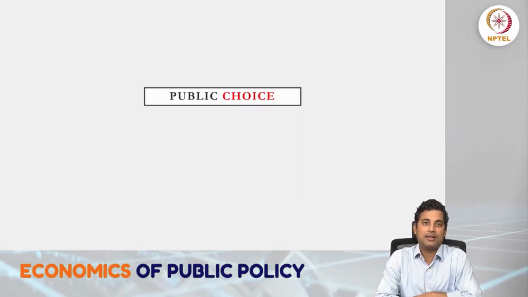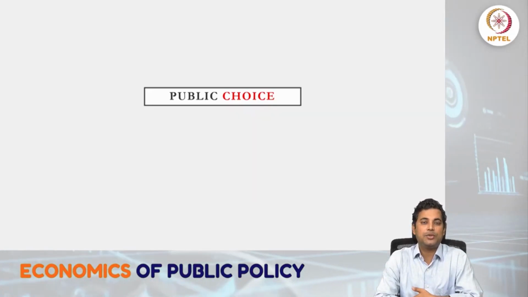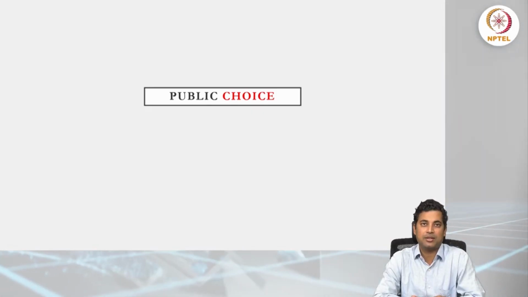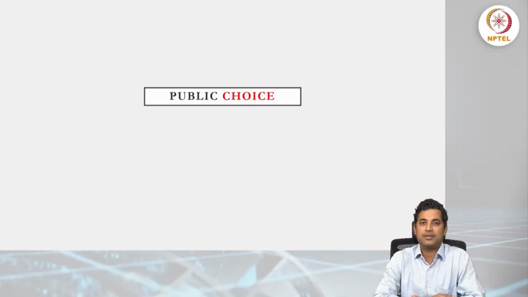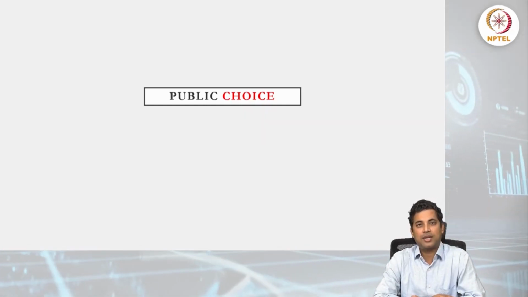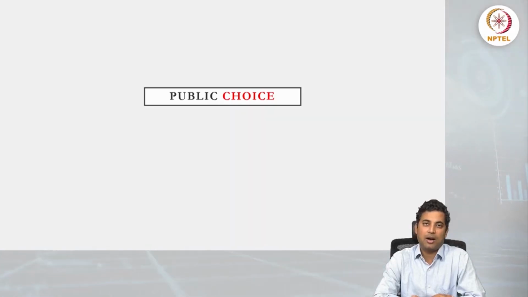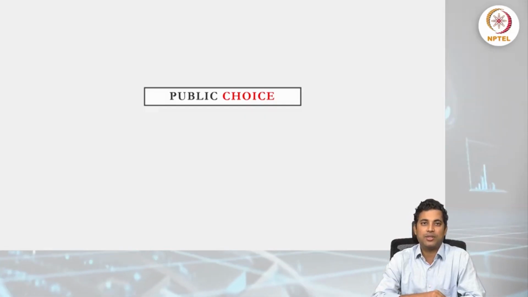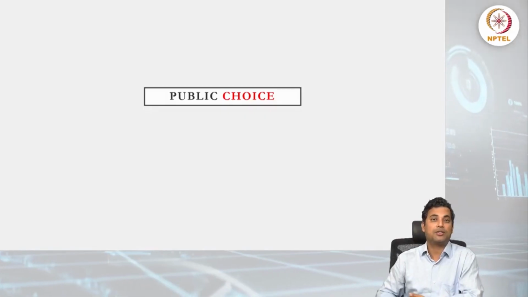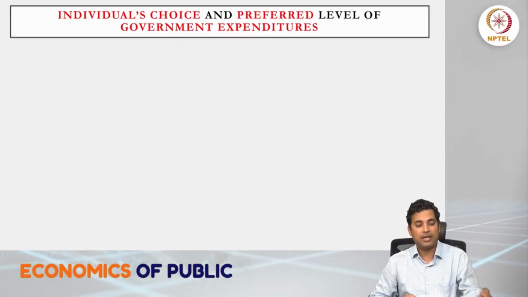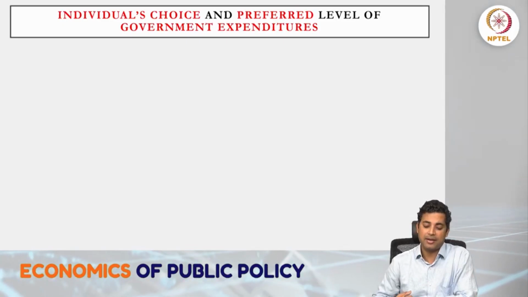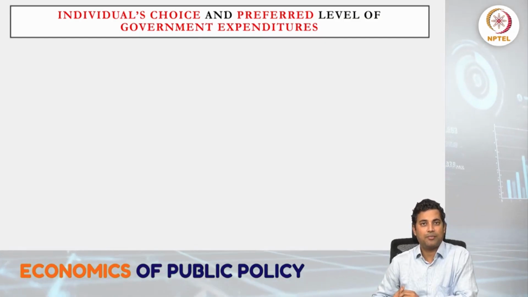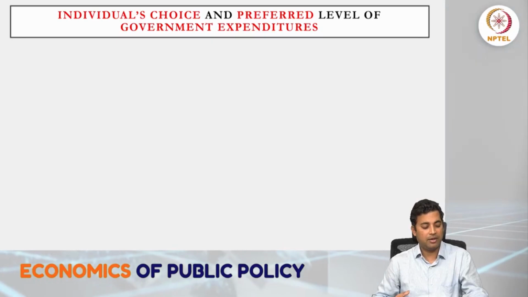In our last discussion, we introduced how private goods are publicly produced and how resource allocation happens. In that context, we also discussed taxation, how tax revenue gets collected, how individual choices are made based on that, and what the equilibrium conditions are. So let us discuss today the individual's choice and preferred level of government expenditures, like how individual choices are made on government expenditures.